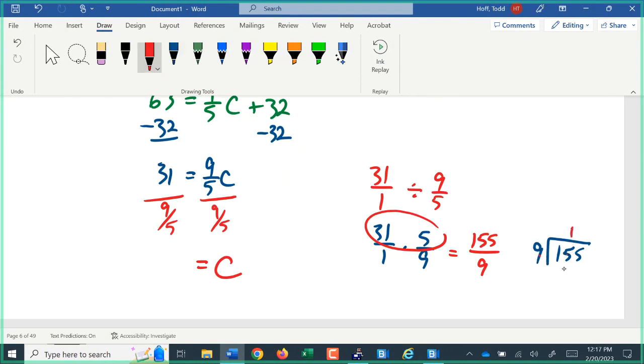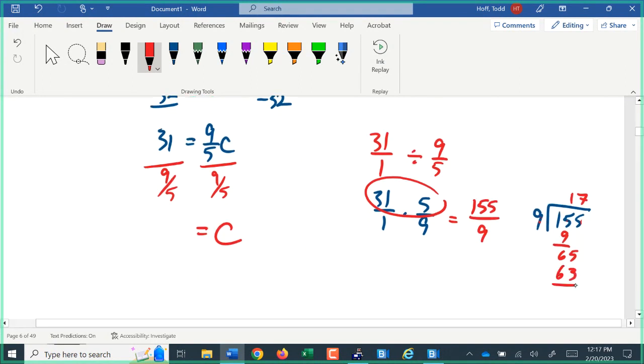9 goes into 15 once. 9 with 6 left over. Bring down the 5. 9 goes into 65 7 times. That's 63. 2 left over. So that is 17 and 2/9.